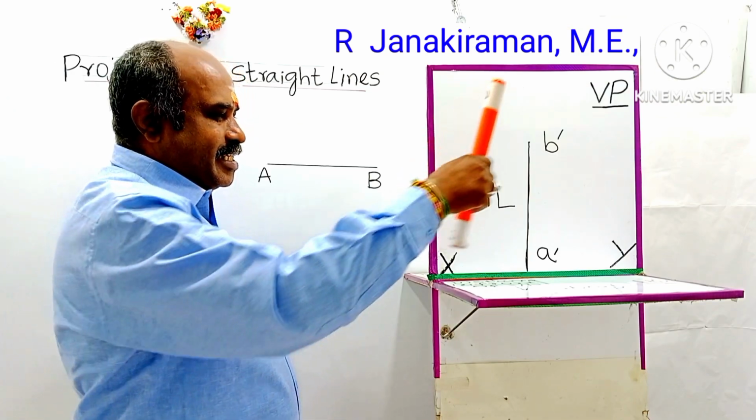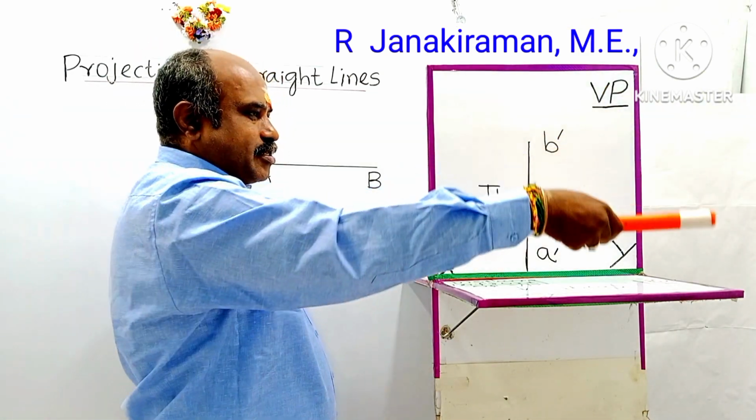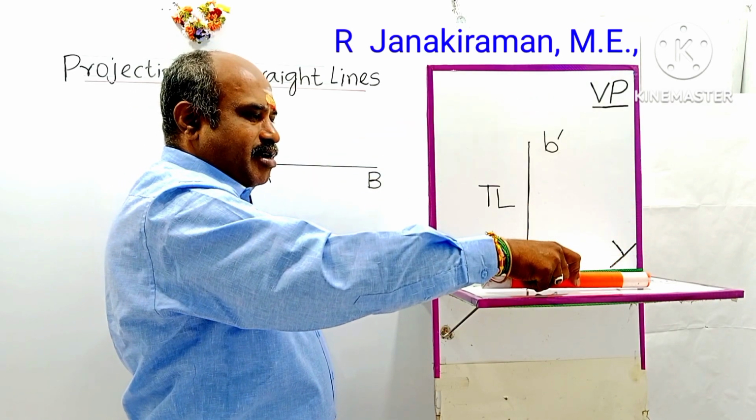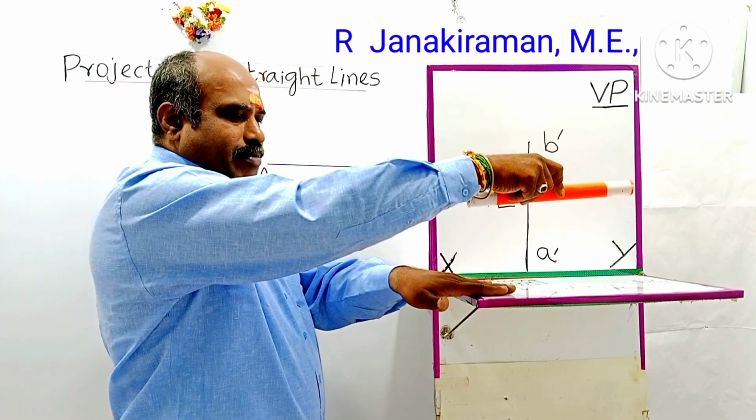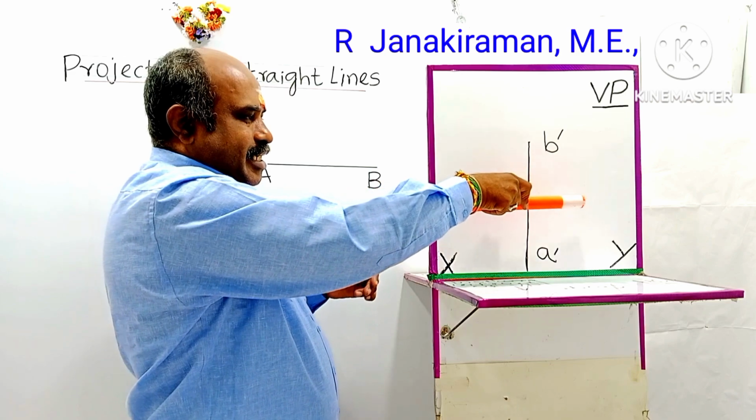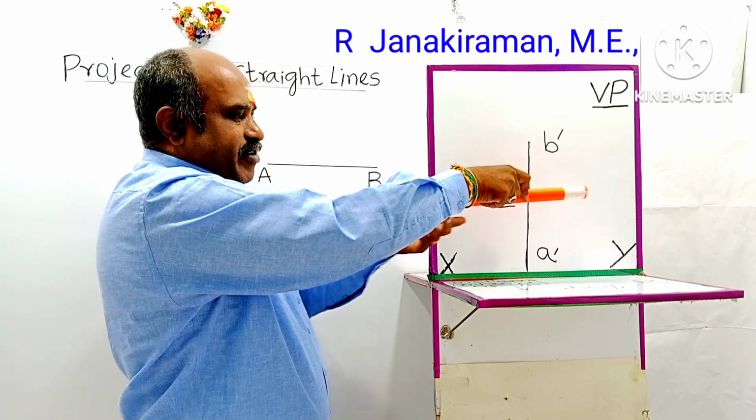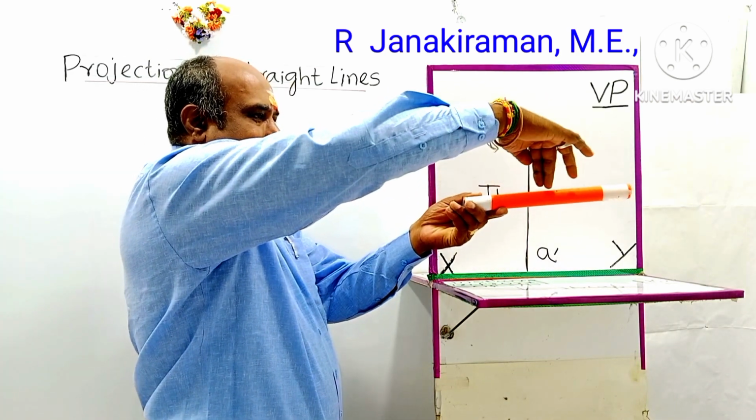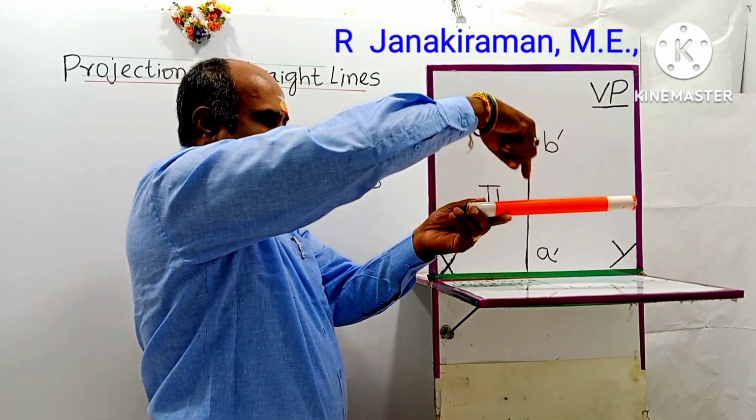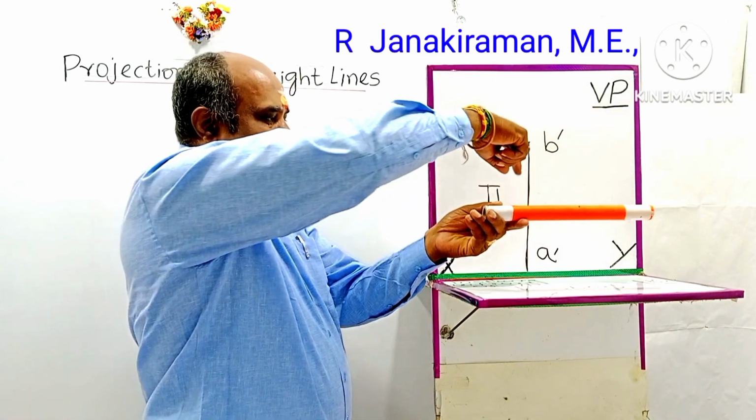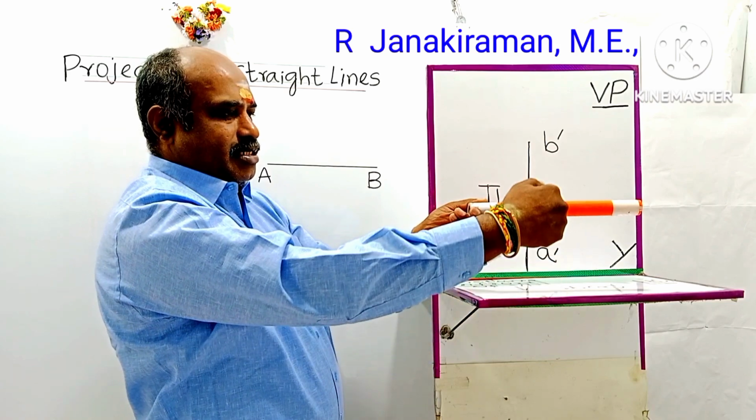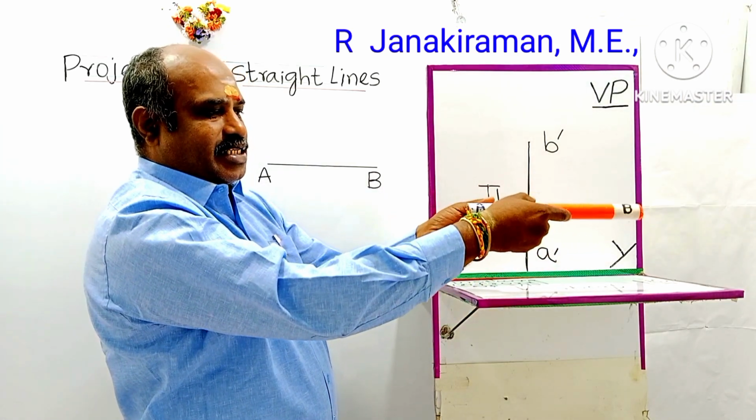Now consider the line is placed in the first quadrant. This is the first quadrant. The distance above the horizontal plane is called the distance above HP. Similarly, the distance before the VP is called in front of VP. This gap is seen in the top view. Looking from the top, you can see the gap between the vertical plane VP and the object, the straight line. This distance is called in front of VP, and this distance is called above HP. The straight line is called AB.